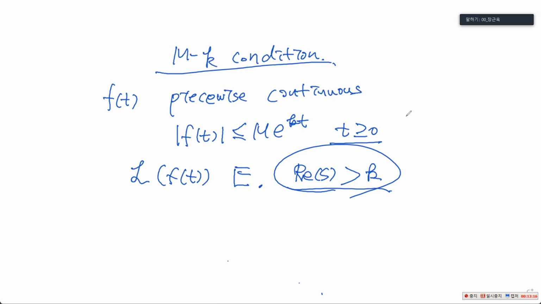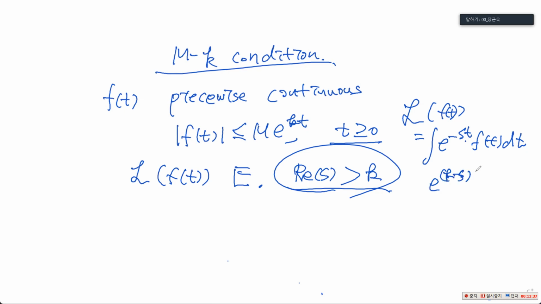Actually, the Laplace transformation of f(t) is given by the integral of e to the minus st f(t) dt. So if we multiply by e to the kt here, then it gives e to the (k minus s)t. So if the real part of s is bigger than k, then this part becomes negative, so we can expect that it converges.